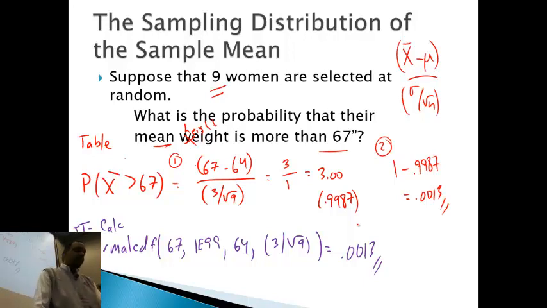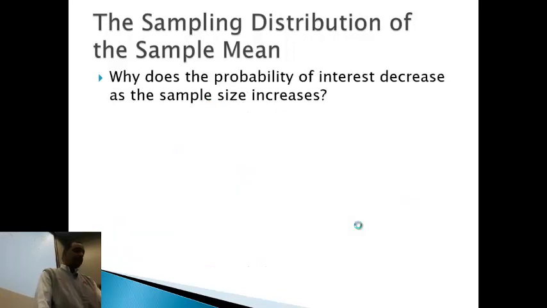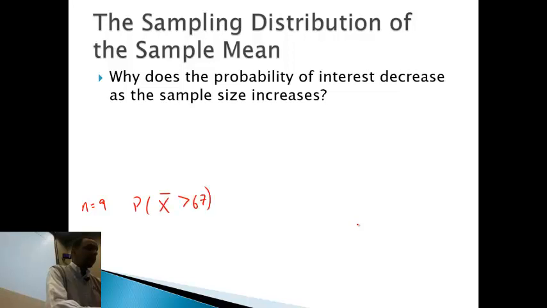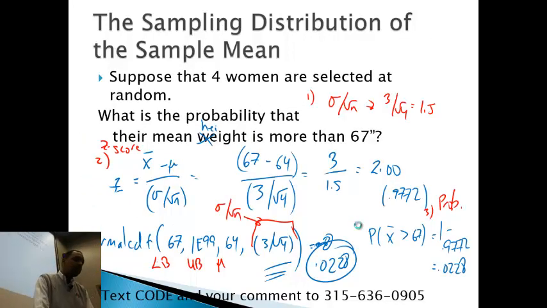Okay, so let's recap here. Why does the probability of interest decrease as the sample size increases? Well, let's take a peek. When we have n equals 9, the probability that the sample mean was bigger than 5'7" was 0.0013. When n equals 4, I think, yes, this one here, the chance was 0.0228.